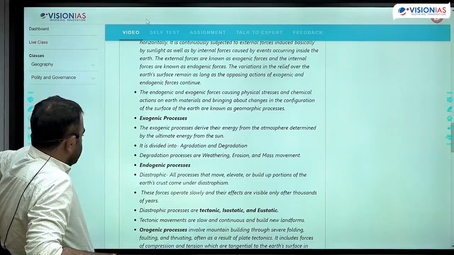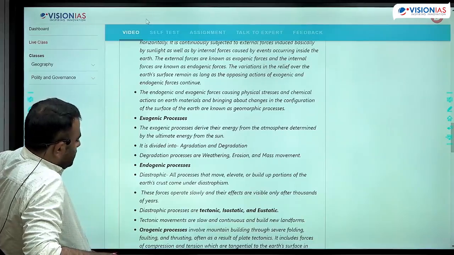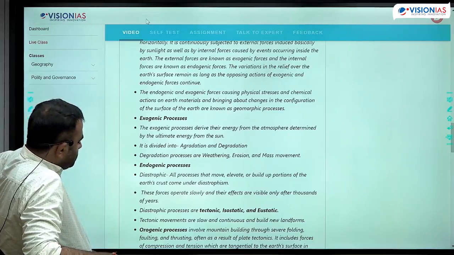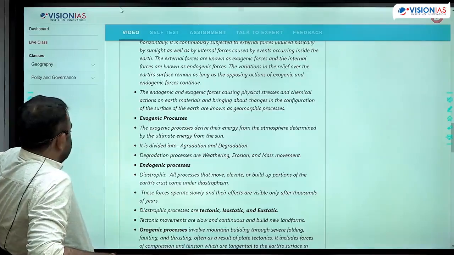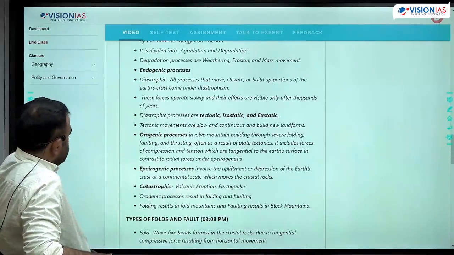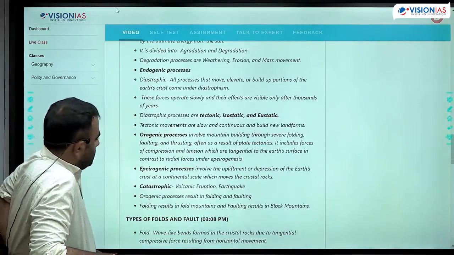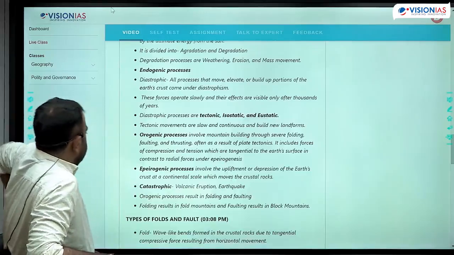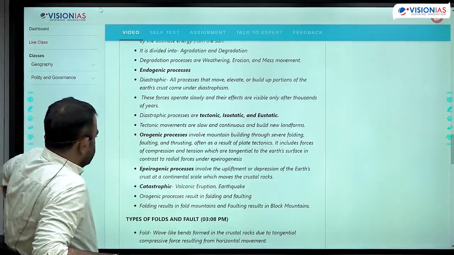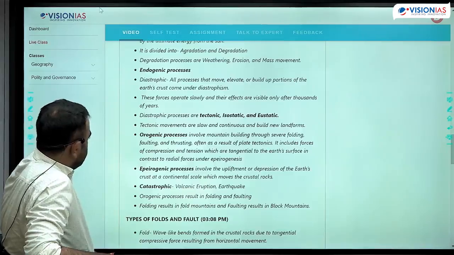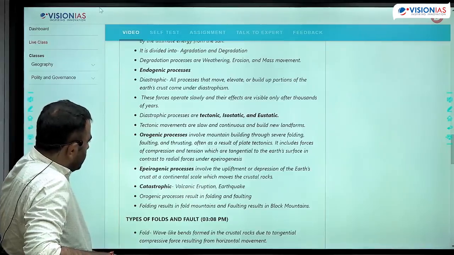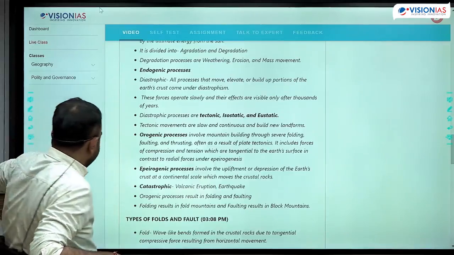So exogenetic process involves aggradation and degradation, and in case of aggradation, there is deposition, leveling, degradation, removal, that involves weathering, erosion, and mass movement. And endogenetic process involve diastrophic and sudden process. Okay, so diastrophic process include the tectonic, isostatic, and eustatic, and sudden process includes the volcanism and earthquakes. So diastrophic, tectonic are the building process, isostatic balancing, eustatic global rise or fall in the sea level.